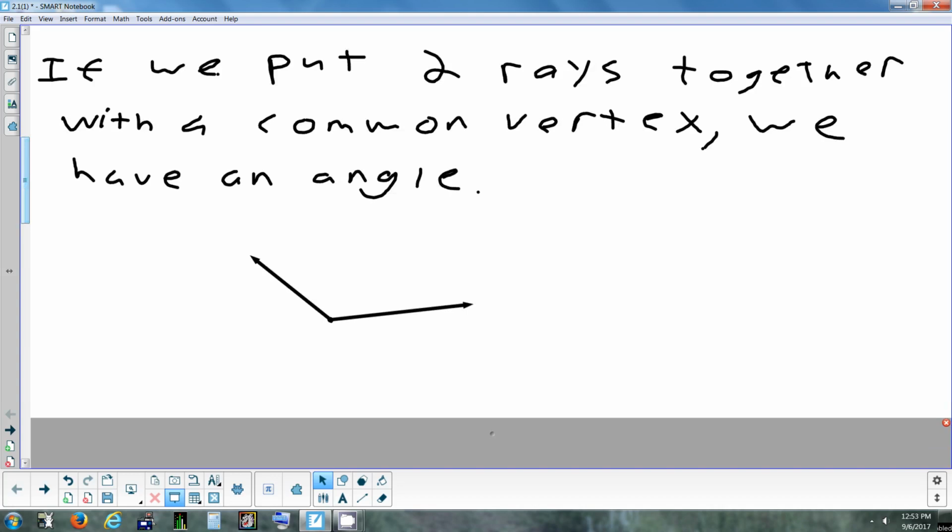And each side has a special name. Does anybody know what you call the two sides of an angle? One side is a certain name, the other side is a different name. So the side right here, this is called the initial side. And this is the terminal side.